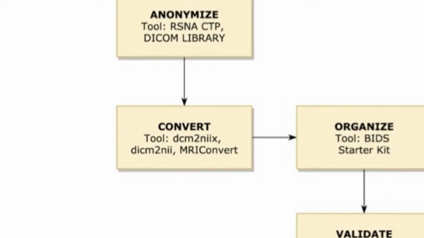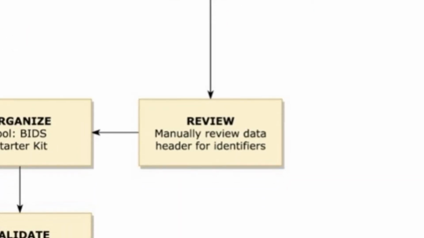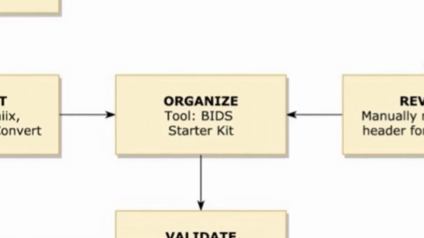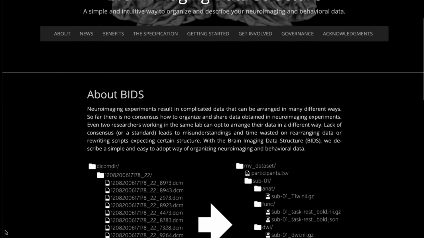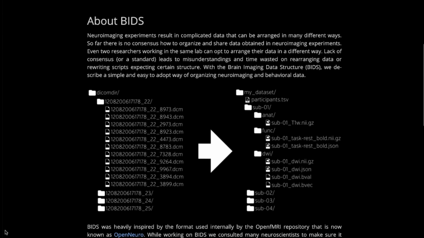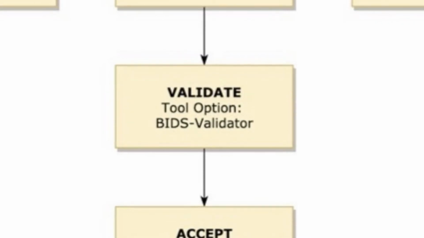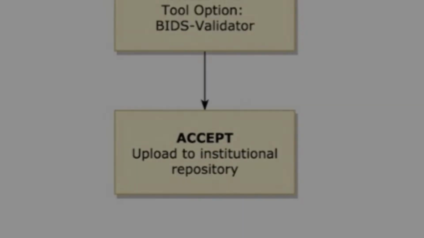If the files are in NIfTI format and the header is included, review the data header manually for personal identifiers. Following the conversion and review, organize the data structure using the Brain Imaging Data Structures, or BIDS, by using the BIDS Starter Kit, then validate it using the BIDS Validator. After a final review of the files, the dataset can be uploaded into the repository.